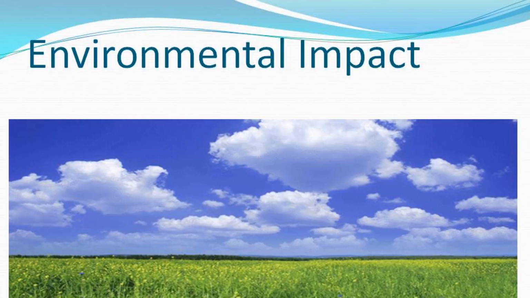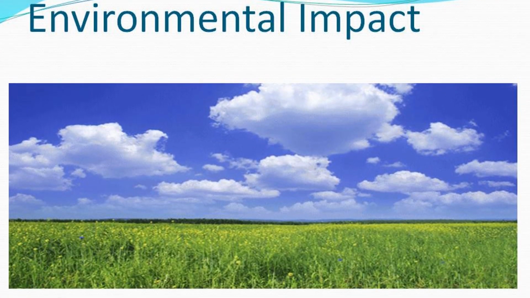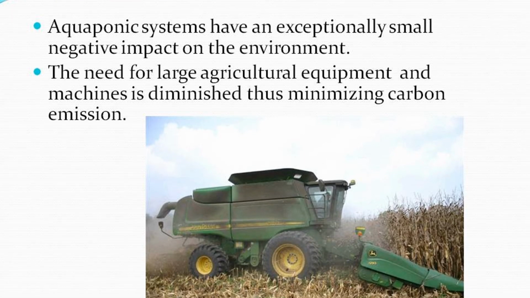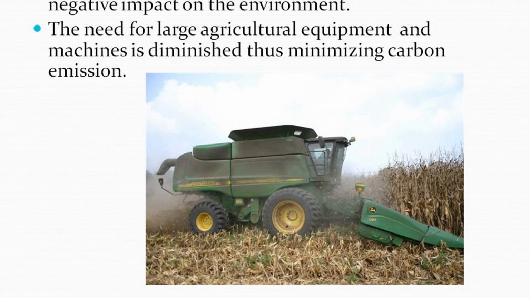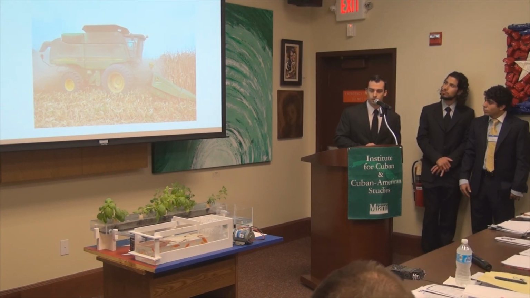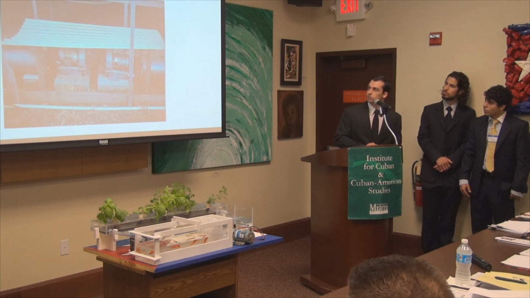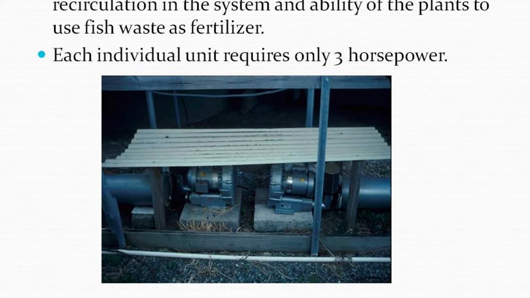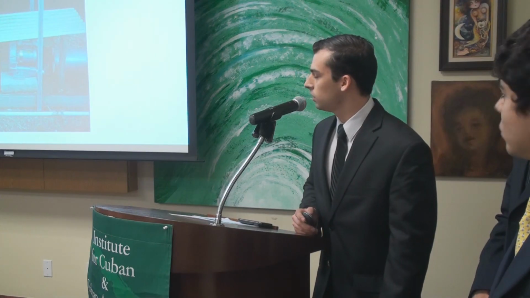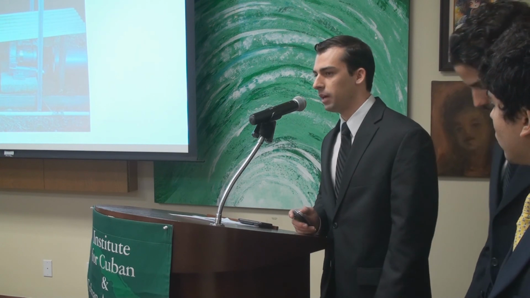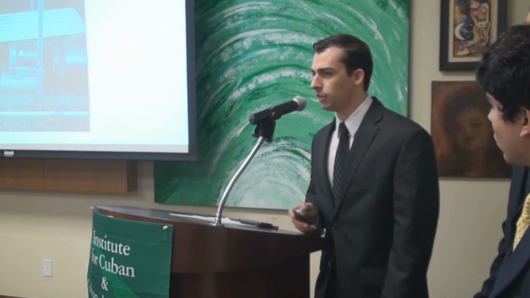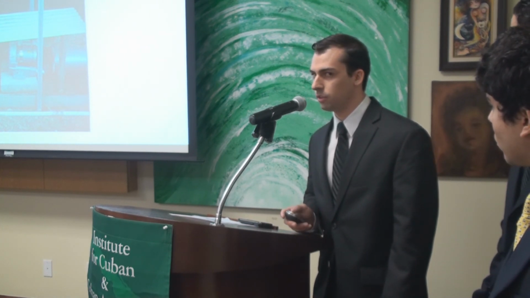And next is the environmental impact. As Damian stated earlier, it's a very small impact. The need for agricultural equipment is eliminated with this system, so we do not need to burn fuel, and as the world is approaching peak oil very soon, this is a very large concern. Wastewater is limited because the system can reuse the water over and over again. Each individual unit only requires 3 horsepower, so that comes to a total of 70 horsepower for the 24-unit model. Half of that energy is for the blowers and the other half is for the pump to cause the circulation.